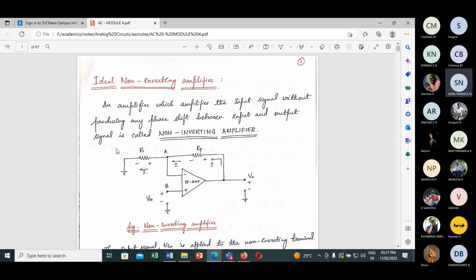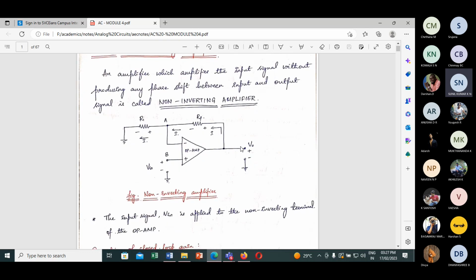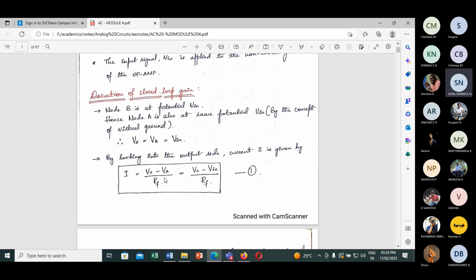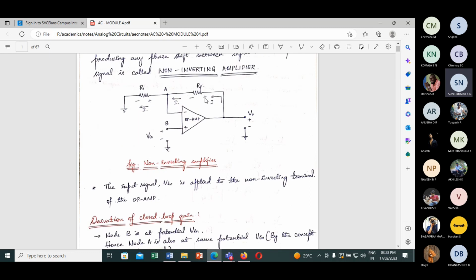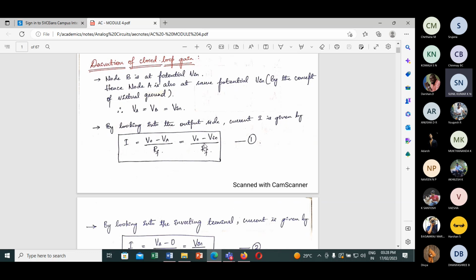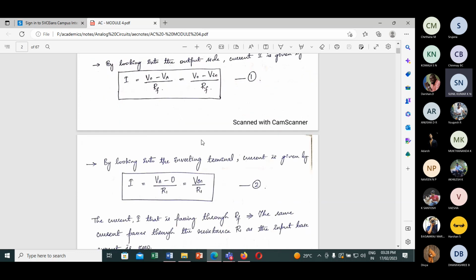Here I is the current flowing and V naught is the output voltage. So I is equal to V naught minus VA divided by RF. That is the current that is flowing as I. We know that VA is nothing but V in. So the current is V naught minus V in divided by RF.